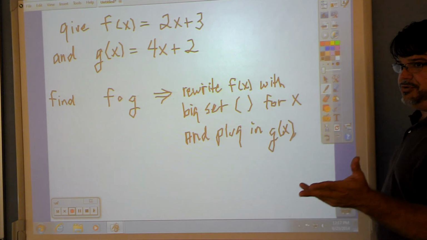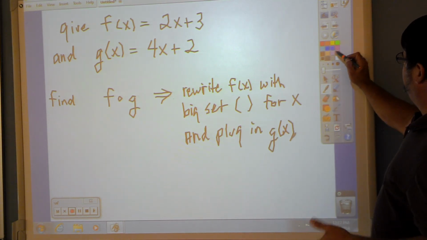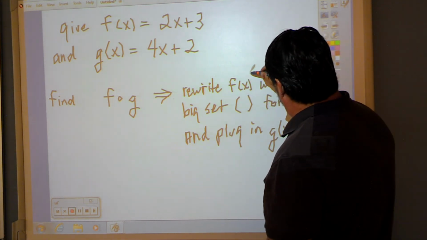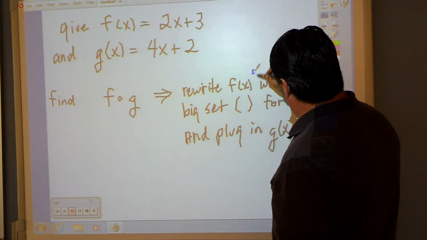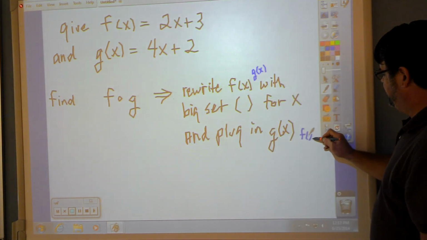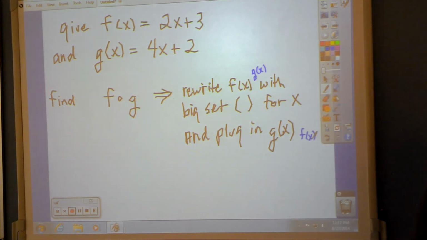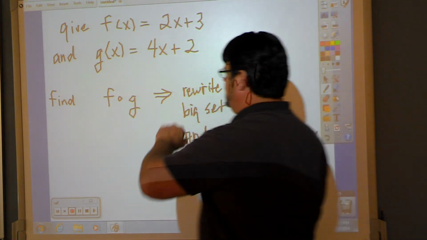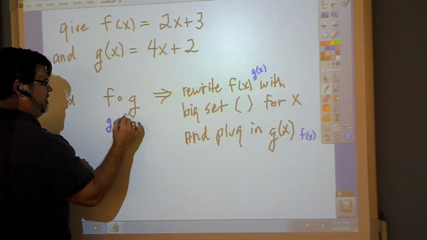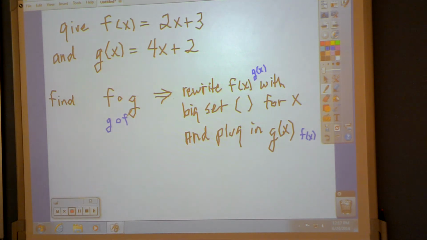And what I usually tell students to do is take a different color marker and put g of x right here in blue, and then put f of x right here in blue, and that way you know that if it's f composed of g, rewrite f of x and plug in g of x in blue. Fog and gof. And do not pronounce it f-o-c-t. All right?